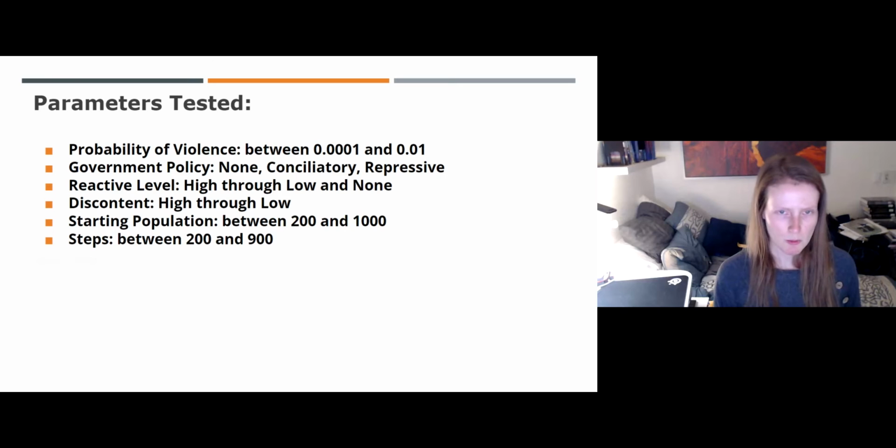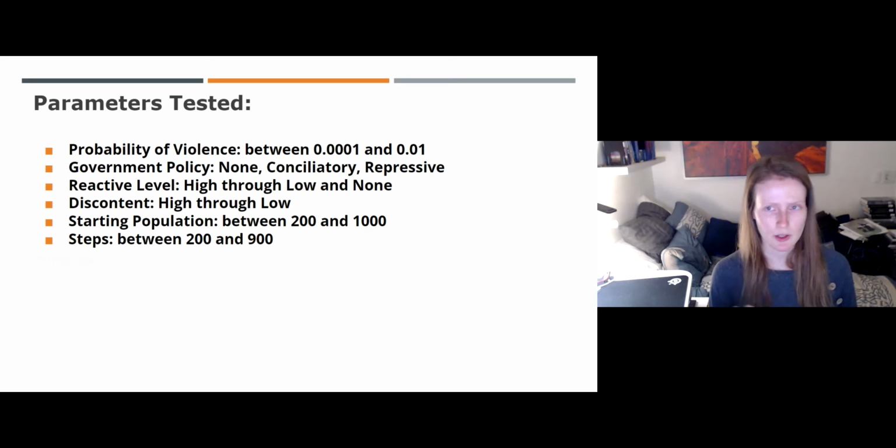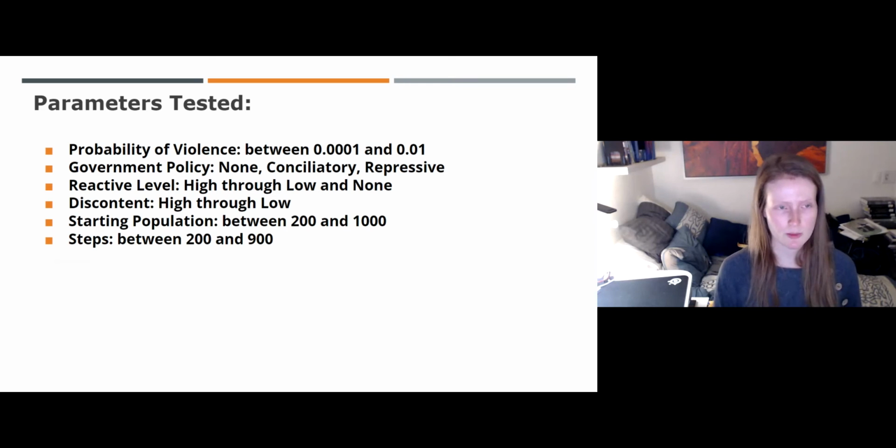In order to test which models might most closely mirror reality and be able to gain some insights into potential causes of terrorism or mitigating factors, I considered a variety of parameter combinations, including the probability of violence for combatants, the government's policy, conciliatory or oppressive, the reactivity level of the government, the initial discontent of the Palestinian population, which determines how likely they are to become combatants, the starting population for Palestinians, which is measuring overcrowding, and the number of steps in the model.